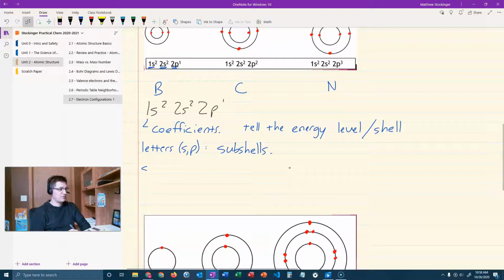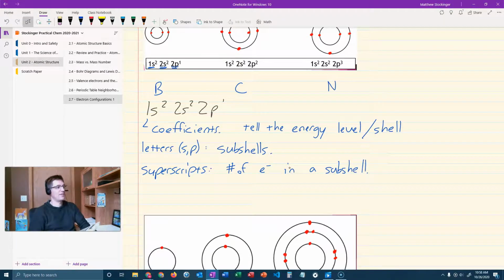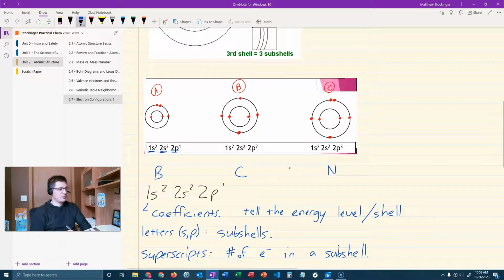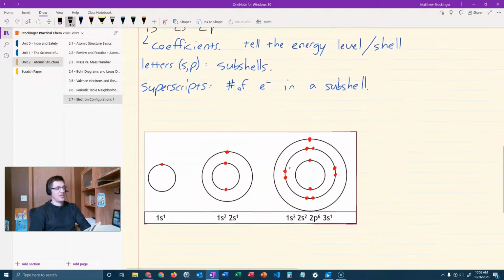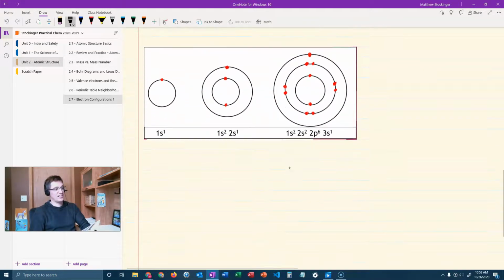Finally, the superscripts. That is the number of electrons in a subshell. Okay, so 1s2, 2s2, 2p1 is saying I've got 2 electrons in the 1s subshell, 2 electrons in the 2s subshell, and 1 electron in the 2p subshell. Now, I just threw a lot of information at you. We will have several days to grapple with this. Right now, I just want to help you understand how to identify elements.